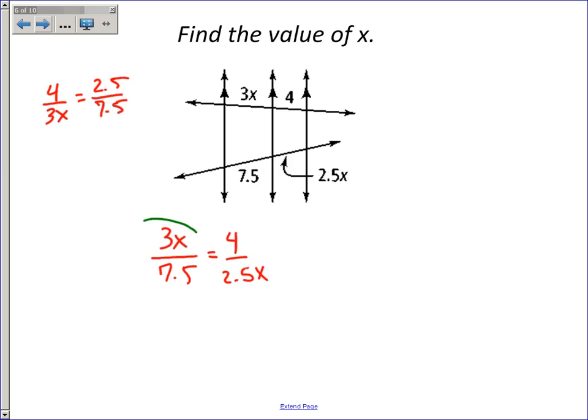Okay, let's cross multiply. So 3x times 2.5x is, let's see here, 3 times 2.5 is 7.5, and x times x is x squared. Now 4 times 7.5 is 30.